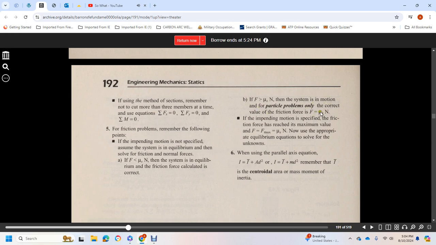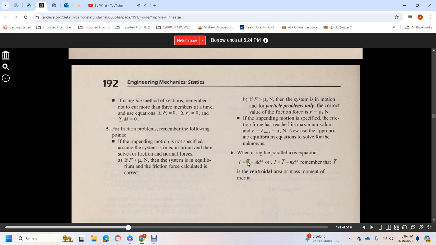The friction force is the kinetic friction coefficient times the normal force. If impending motion is specified, the friction force reaches its maximum value: F max equals the static friction coefficient times the normal force. Then use the appropriate equilibrium equations to solve for the unknowns.